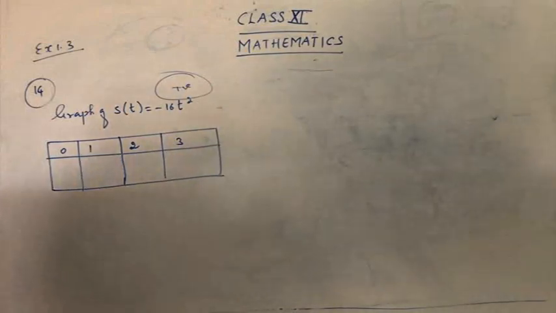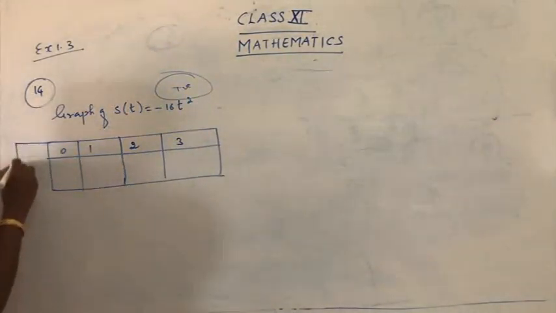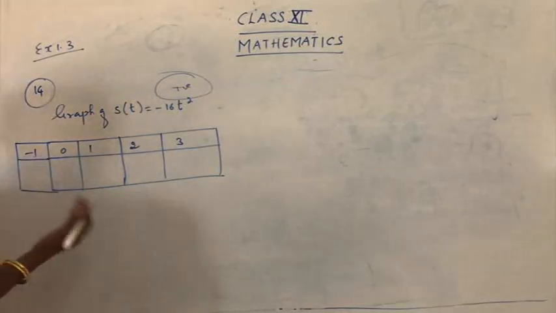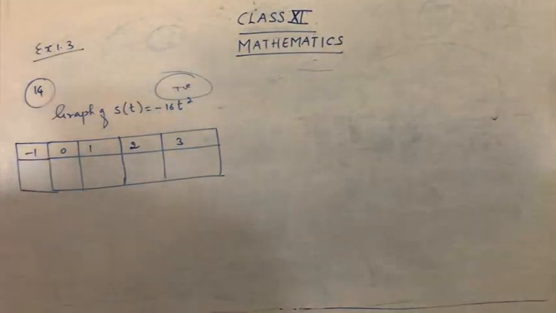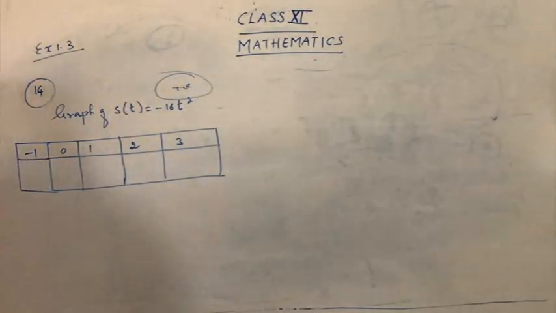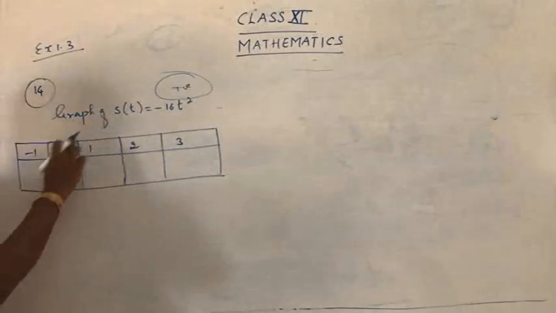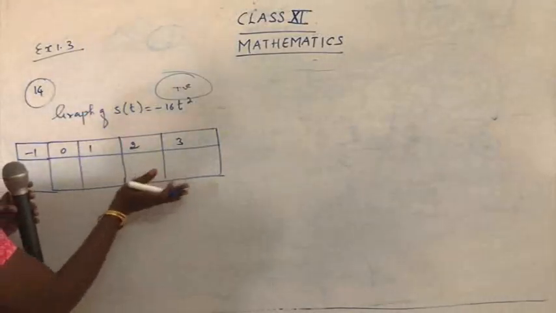Okay. If you want, I'll just take one more value here, for minus 1, so that at least we get some part over the minus 1, both the sides. What is the value? Just substitute the value and get the answer. What is s of 0 and what is s of 1? So this is your table here.